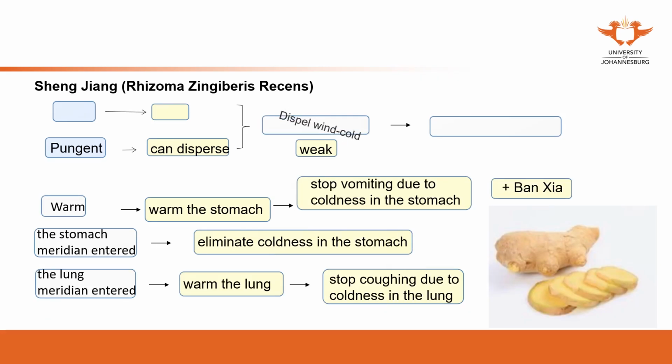Shengjiang is the fresh ginger. Fresh ginger, normally we cut into slices and then we cook, the same way we prepare herbal medicine. The fresh ginger is warm and pungent, so it also can dispel the wind cold. It can be used in a wind cold syndrome. However, this function is weak, so it can only be used in a mild symptom or in the initial stage of the wind cold syndrome.